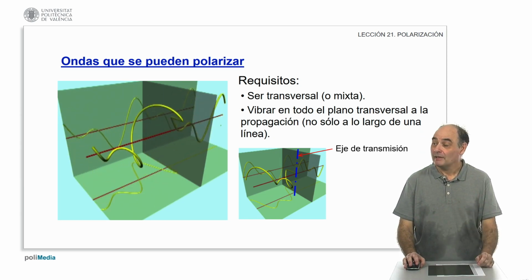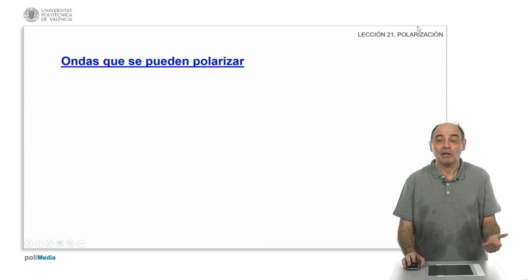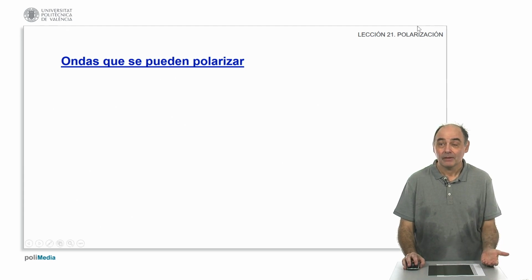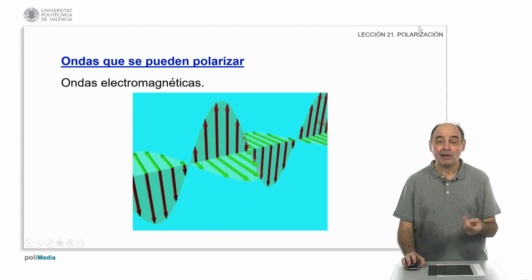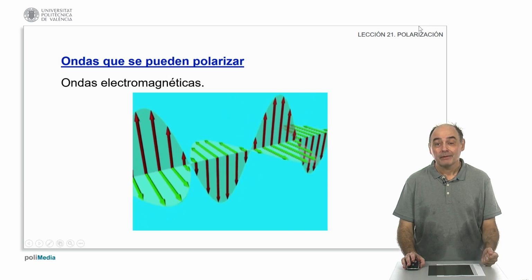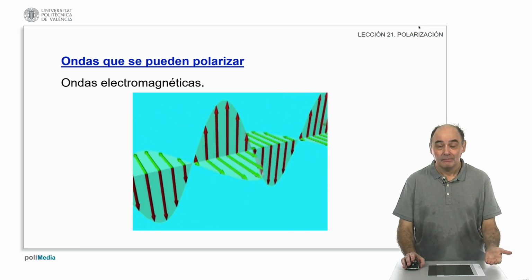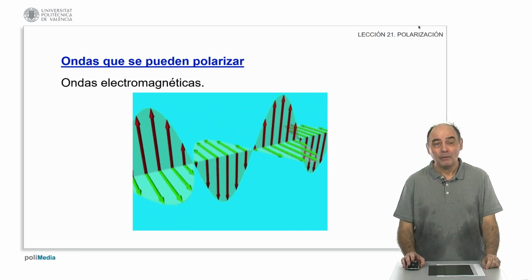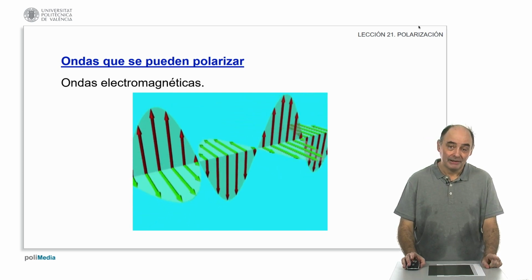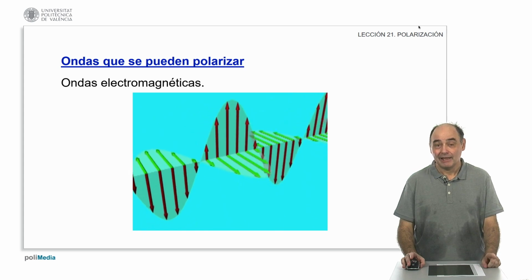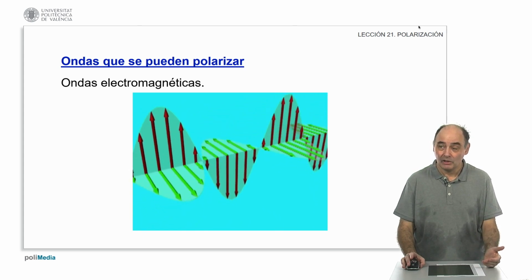Apart from this type of ribbon waves, what is a typical case? Well, we need a transverse wave that vibrates in the entire perpendicular plane, and the typical case is the electromagnetic wave, with all its particular cases, i.e. X-rays, gamma rays, colors, microwaves, radio waves. Here we are looking, for example, at an electromagnetic wave already polarized. The red arrows represent the electric field, the green arrows the magnetic field, which is perpendicular to the previous one.